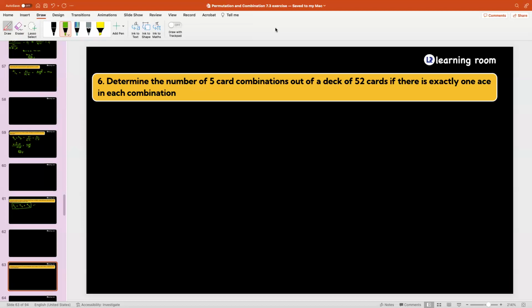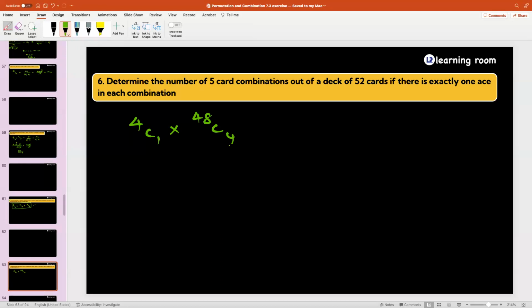We have 4 ace cards in a deck of 52 cards, sir. The question says we need to select 1 ace card out of 4 ace cards. That should be the first condition. Out of the 4 ace cards, you need to choose one. And how many cards are remaining now? 52 minus 4 ace cards, so 48 non-ace cards are remaining. So it's 48C4 into 4C1, sir. Why into 4C1?